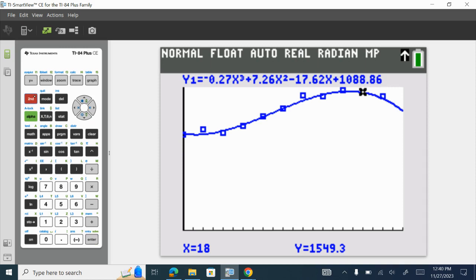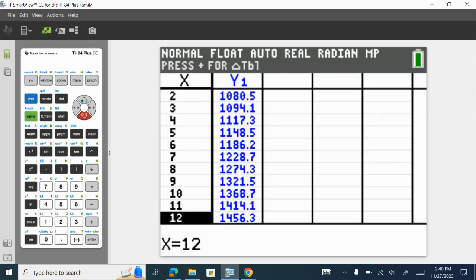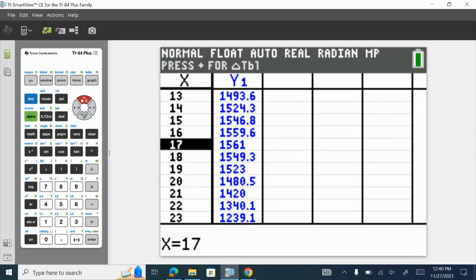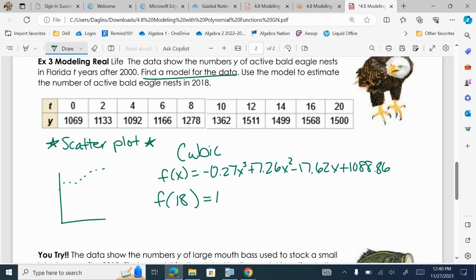Okay. You can also go to your table, which I know you're familiar with. And you can scroll down here until we get 18. And it's the same thing, 1549.3. So a couple different ways to get that value. What if mine doesn't go inside?